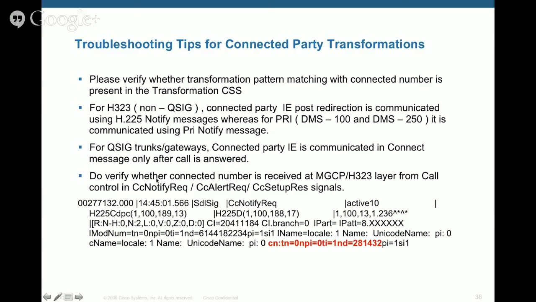Do verify whether the connected number is received at the MGCP or H323 layer from call control in the call control notify request, or call control alert request, or call control setup response signals. So here is an example of a call control notify request where you could see the transformed number.